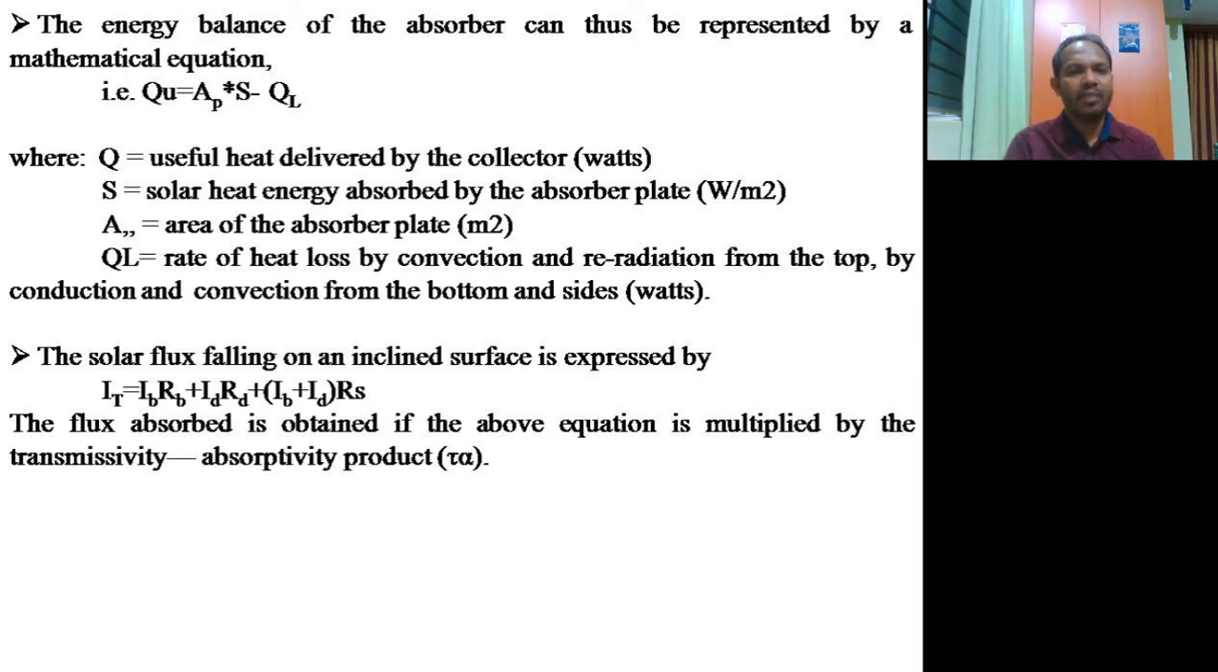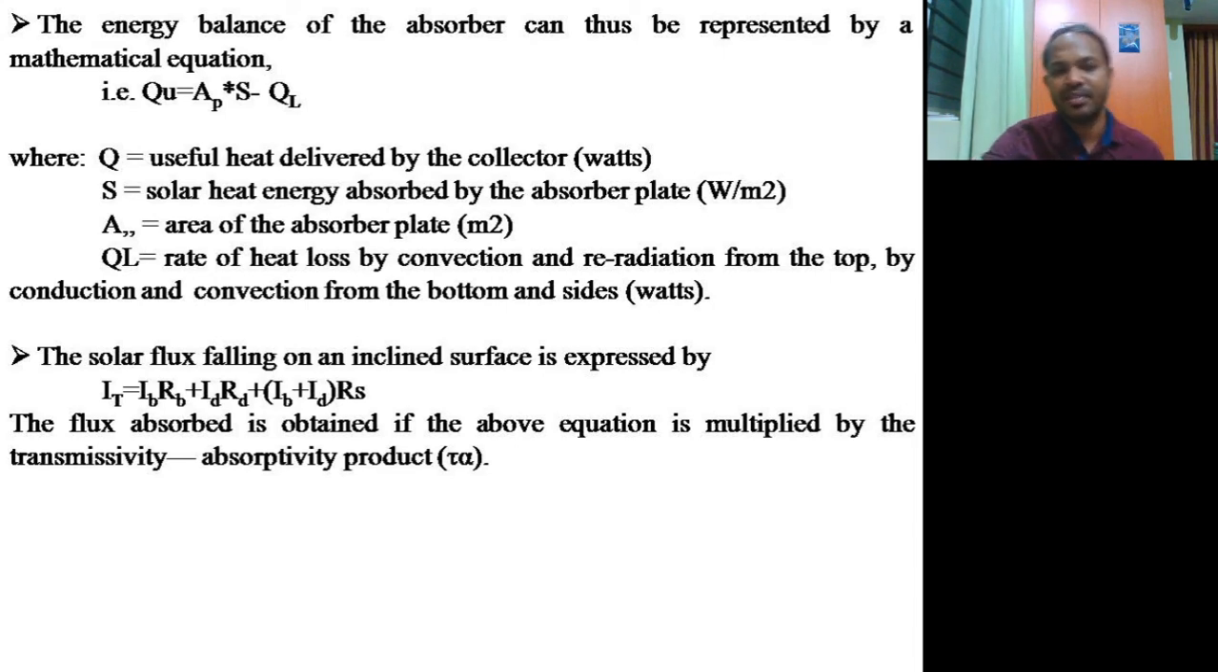The solar flux falling on an inclined surface is expressed as I_T is equal to I_B into R_B plus I_D into R_D plus (I_B plus I_D) into R_S. The flux absorbed is obtained if the equation is multiplied by the transmissivity and absorptivity product. So tau is the transmissivity and alpha is the absorptivity factor.